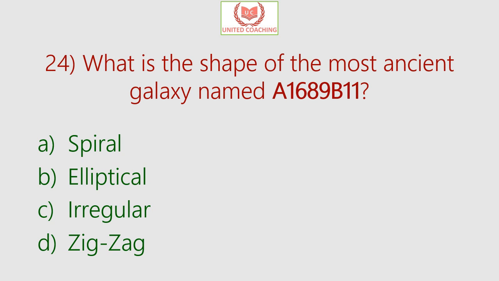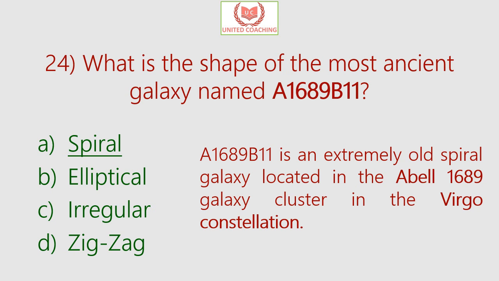Our next question is, what is the shape of the most ancient galaxy named A1689-B11? So is the shape spherical or elliptical or irregular or zigzag? So the answer is spiral. The A1689-B11 galaxy is an extremely old spiral galaxy located in the Abell 1689 galaxy cluster in the Virgo constellation, and this galaxy is 11 billion light years away from the Earth, and it is in spiral shape.